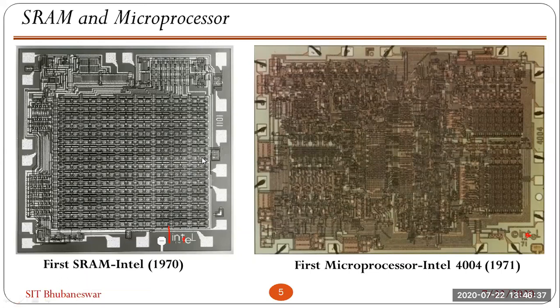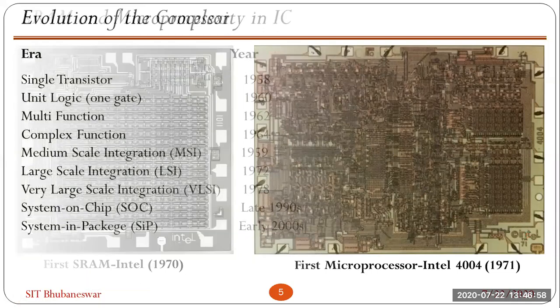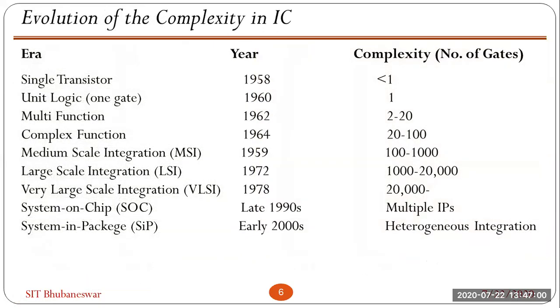So this is all about the history: single transistor, then single transistor IC, then MOSFET, then logic gates, then SRAM, then microprocessor Intel, then VLSI chip. Next you can see the evolution of the complexity in IC, how the gate counts or transistors are increasing day by day in VLSI chips.